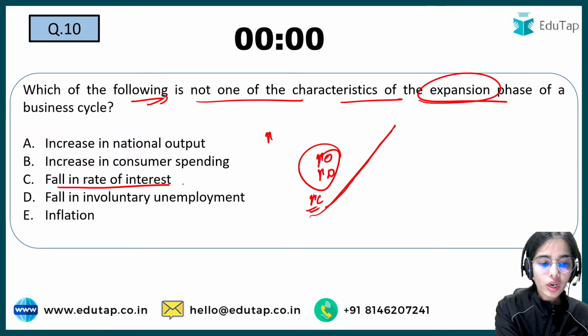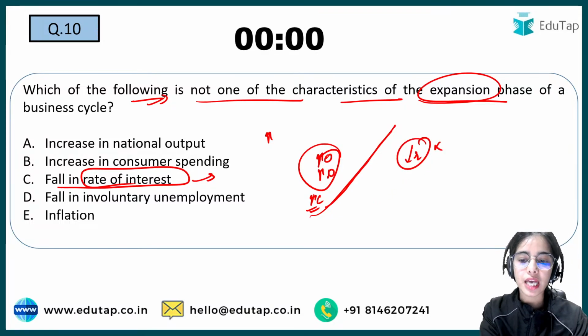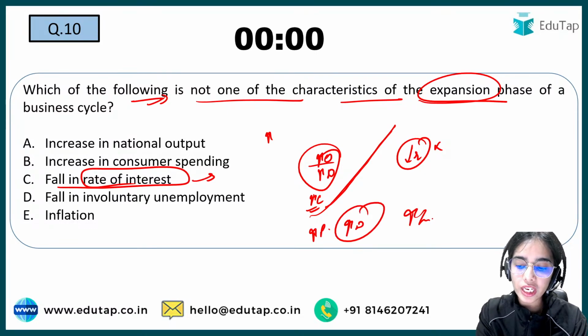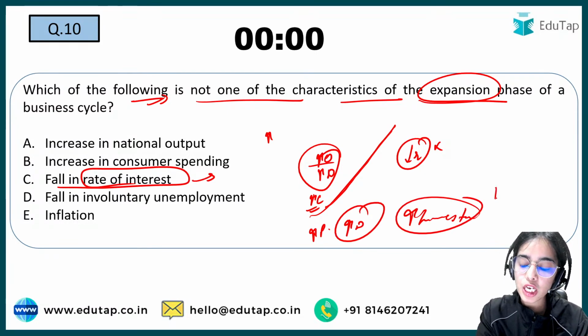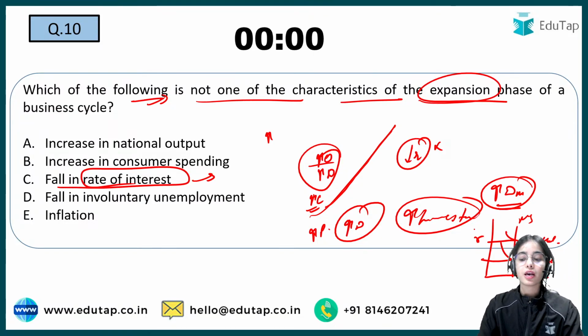The fall in rate of interest. Okay, so the rate of interest will not decrease because at this time the production is increasing, the demand is increasing, so more investment will happen. That means more demand for money. Higher demand for money means, at the same level of money supply, the demand for money is increasing, so the rate of interest is also going to increase because of the positive sentiment of the people.